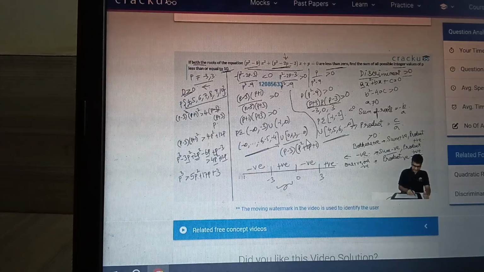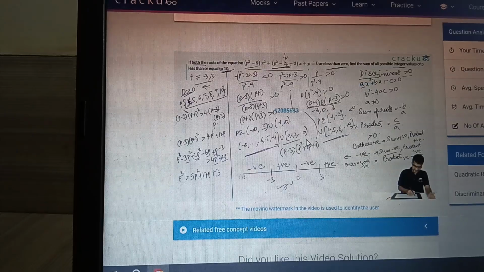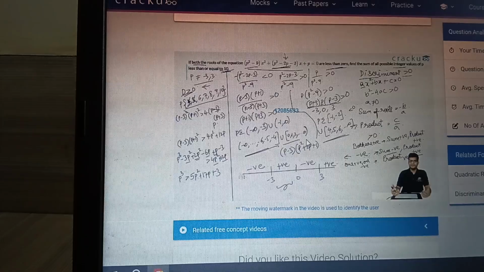This inequality is not satisfied when p is equal to 4, because p cube will be 64 and that will be definitely less than 5 into p square. That inequality is not satisfied when p is equal to 5, because again you know that p cube will be equal to 5p square and the remaining terms will be positive.